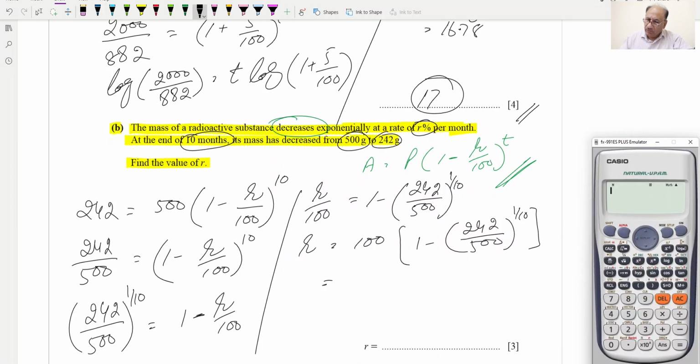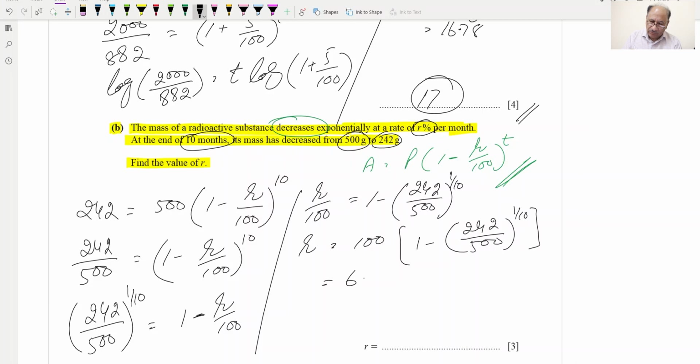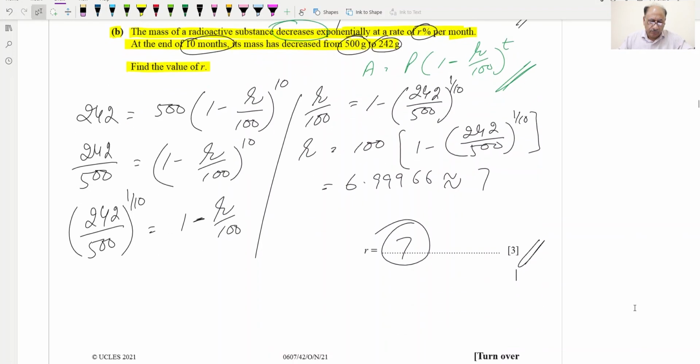This we can simplify with the help of a calculator, so it will be 100 in brackets, 1 minus, again in brackets, 242 over 500 raised to the power, it should be 1 over 10 basically, not 1 over 2, and the bracket will be closed. This results in 6.99966, which we can round to 7 basically. So 7 will be the rate, which is for 3 marks, which is done. Hopefully you understood this.